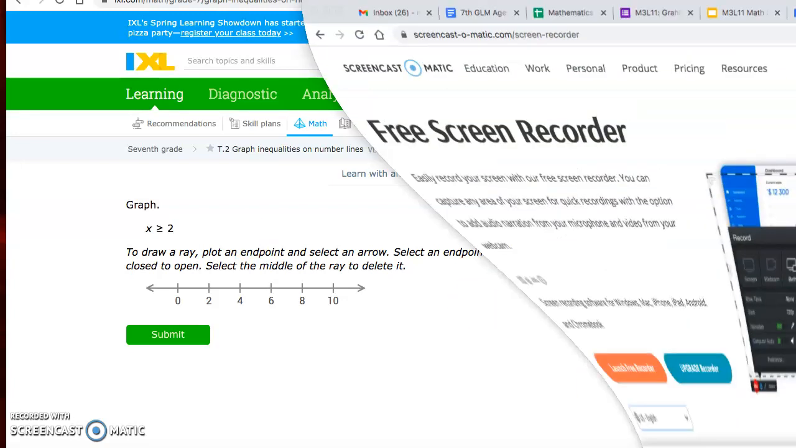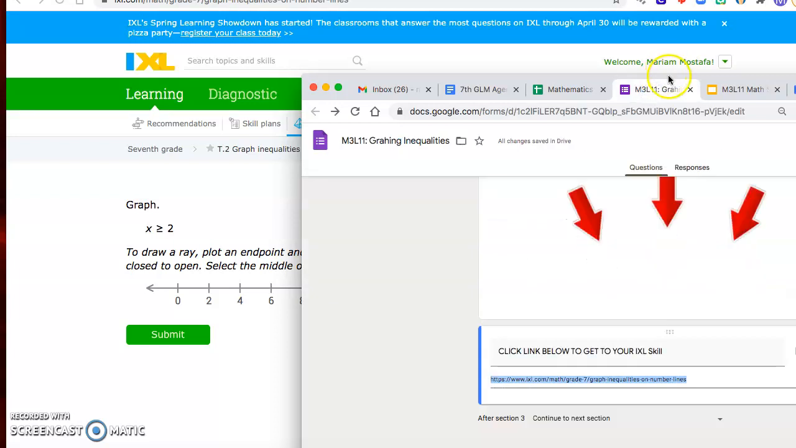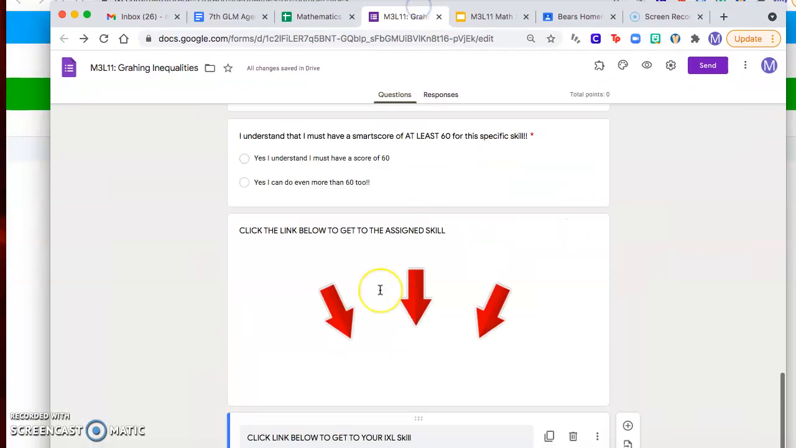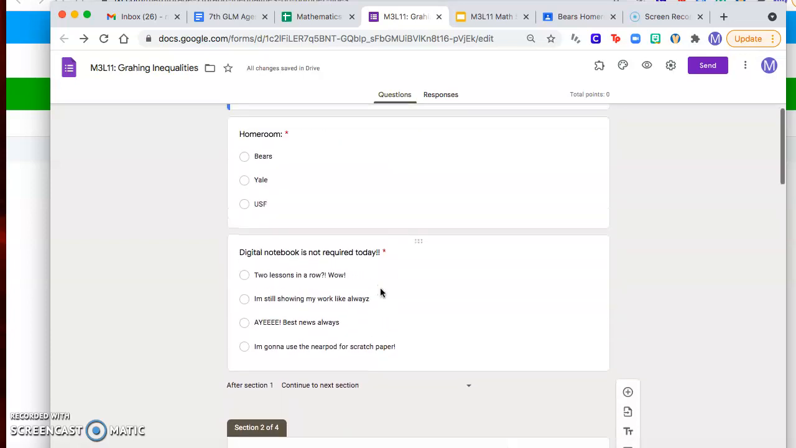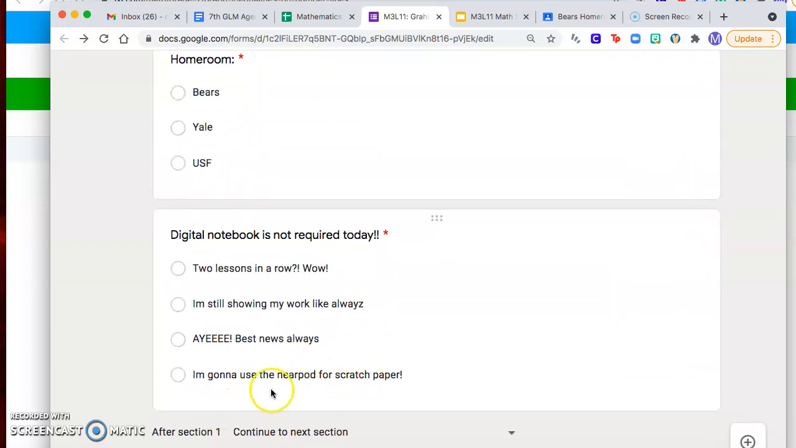Before we get started, just a reminder that in your assignment today you have an option, which is right here, where you could use the Nearpod scratch paper. For this skill, you don't really need it as much, but it's totally up to you, okay?